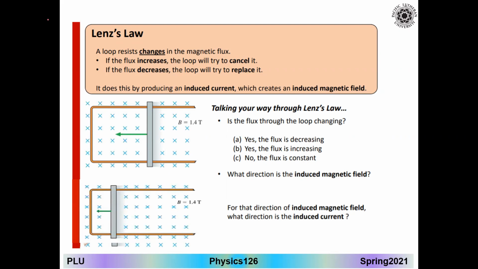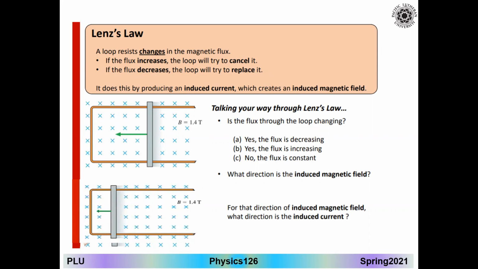Basically, Lenz's law states that the loop resists the change of magnetic flux. That means if the magnetic flux increases, the loop tries to cancel that increase to keep it the same. And when the flux decreases, the loop tries to replace it by generating more magnetic field to cancel that decrease, or to replace that decrease.